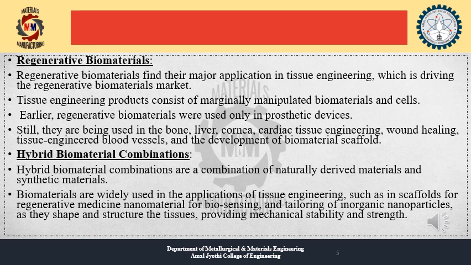Then the next type is hybrid biomaterial combination. Hybrid biomaterial combinations are a combination of naturally derived materials and synthetic materials. Biomaterials are widely used in applications of tissue engineering such as in scaffolds for regenerative medicine, nanomaterial for biosensing, and tailoring of inorganic nanoparticles, as they shape and structure the tissue, providing mechanical stability and strength.